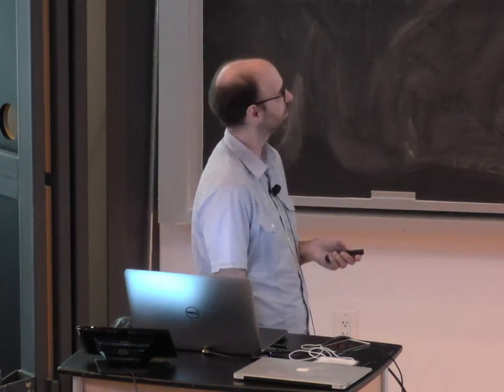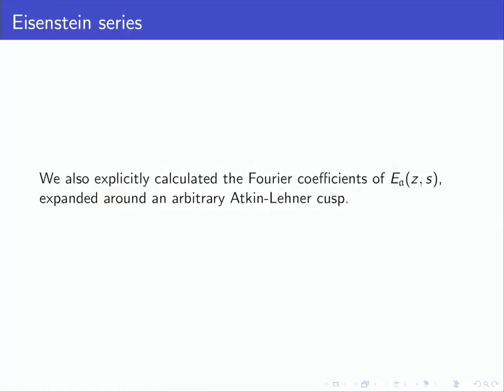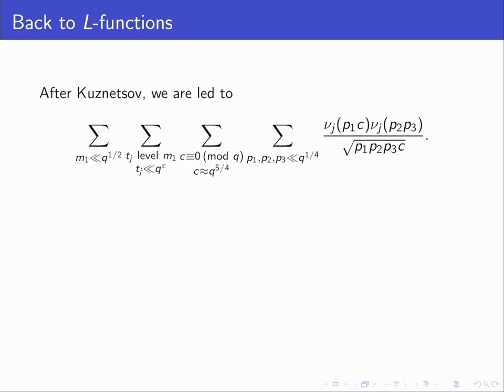Okay, so another thing we did, just as part of this calculation, was we worked out the Fourier coefficients of an arbitrary Eisenstein series. So here A is arbitrary, and we worked out the Fourier coefficients around an arbitrary Atkin-Lehner cusp. It's the kind of thing that I often wished existed, but I couldn't ever find it, and so we did it. We need it for other things in the paper too that I probably won't talk about.